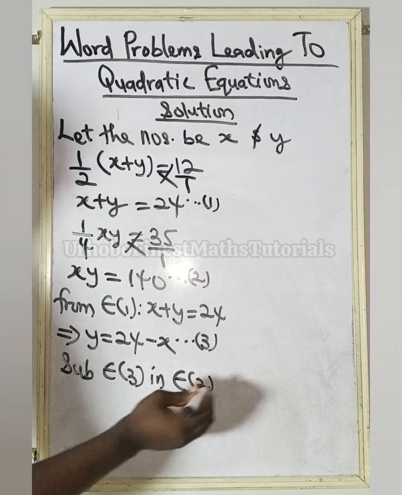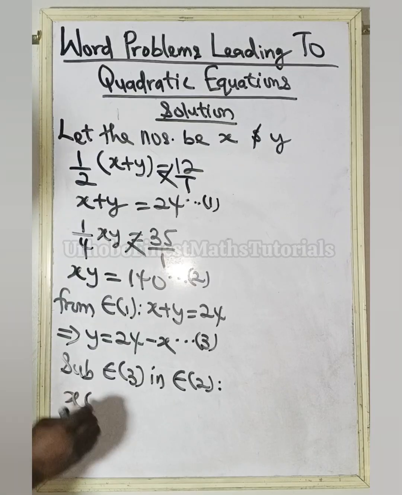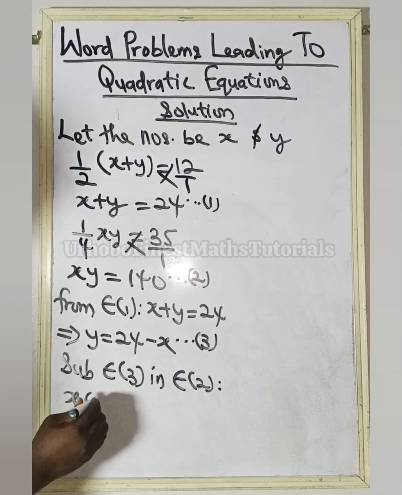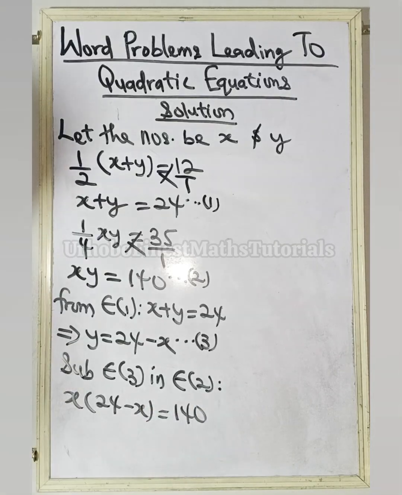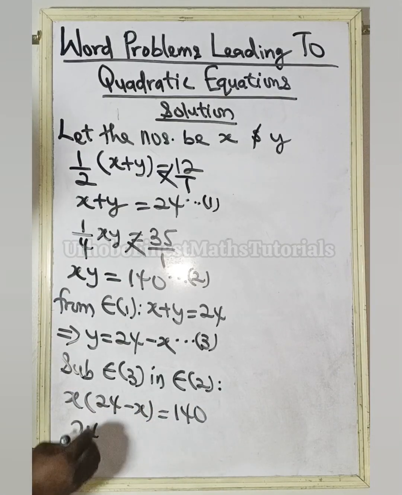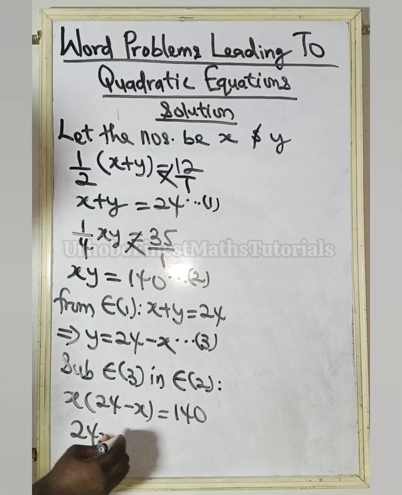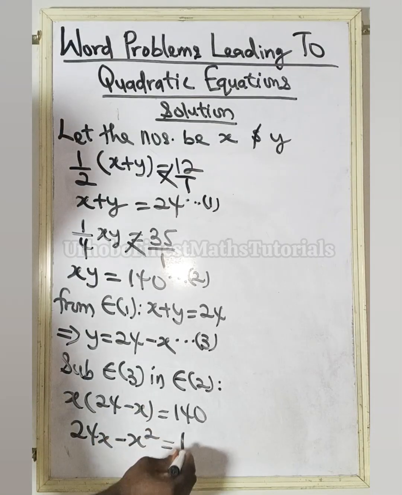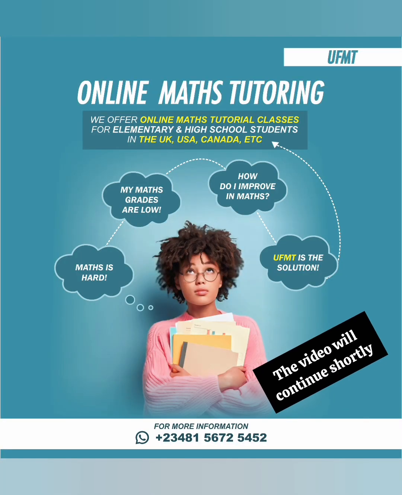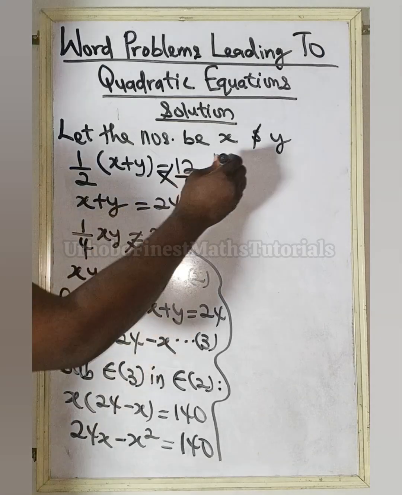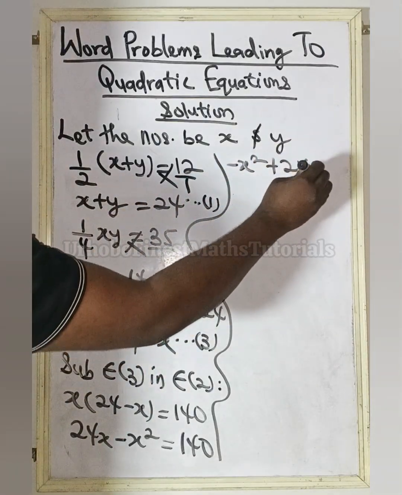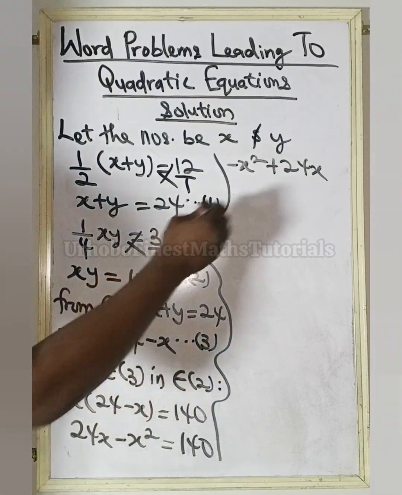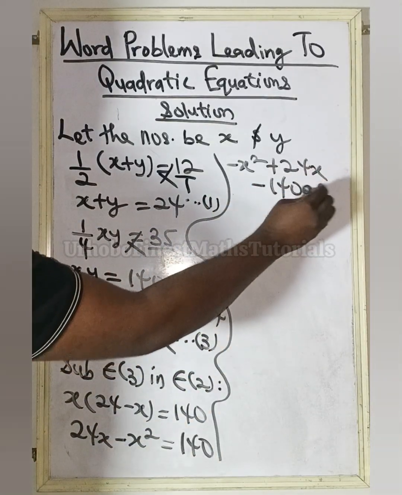Next, we substitute equation 3 in equation 2. So it becomes x, and wherever you see y, you put 24 minus x there: x times (24 minus x) equals 140. So x times 24 is 24x, and x times minus x gives minus x squared, equals 140. This equation can also be written as minus x squared plus 24x, then when 140 crosses the equal sign, it becomes minus 140 equals 0.